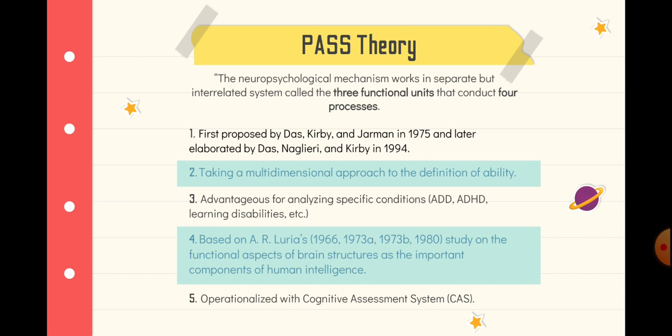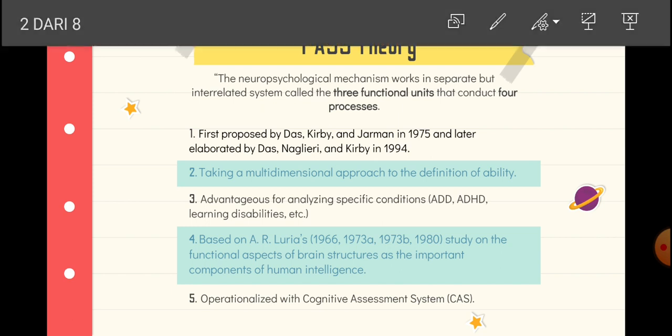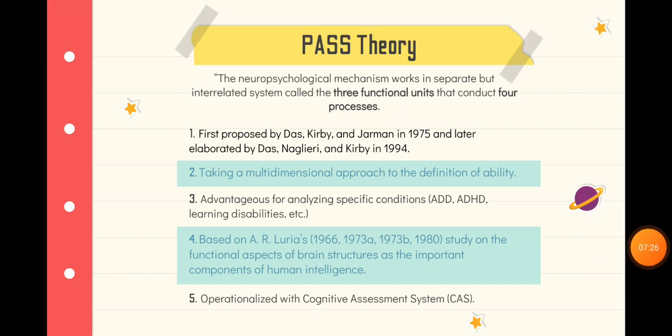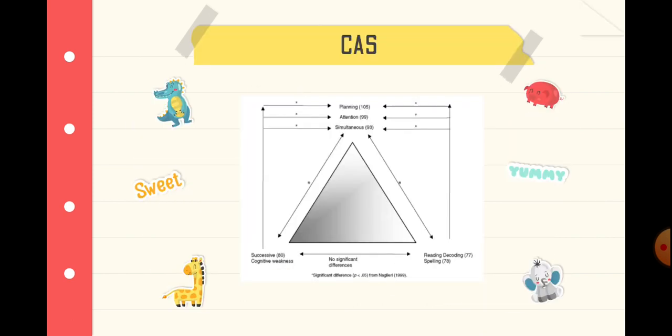Also, this theory is operationalized with the Cognitive Assessment System proposed by Das and Naglieri. It is shortened as CAS. CAS is basically the tasks that are based on this theory. So how we analyze human intelligence using this theory is through this CAS. And this is one of the examples of the analysis using CAS.